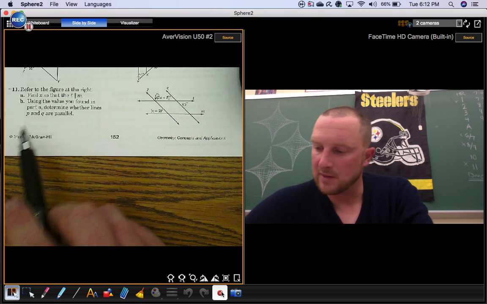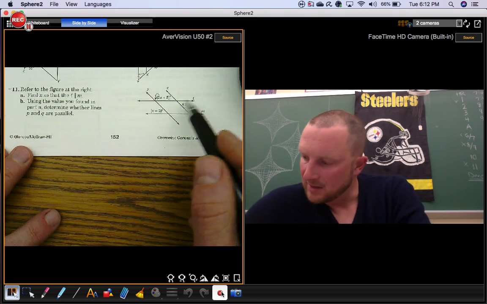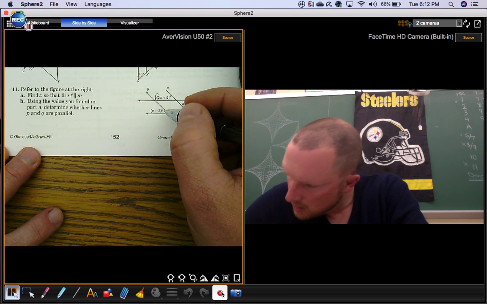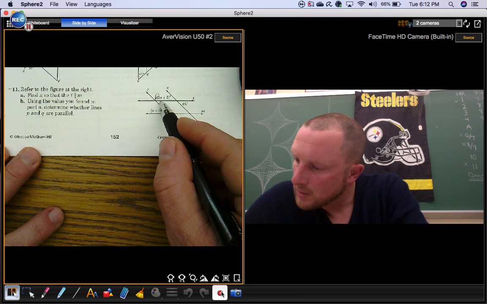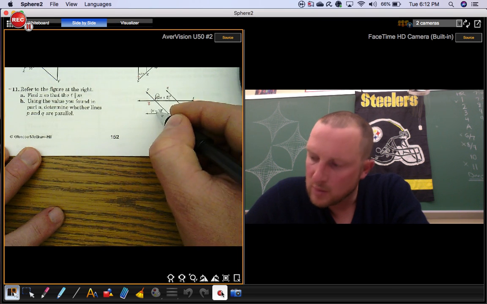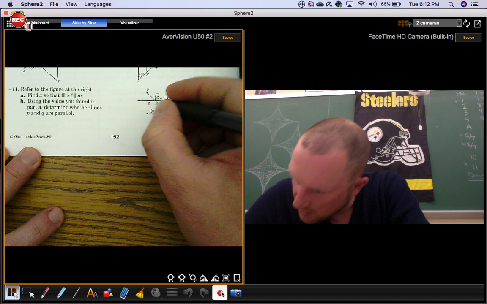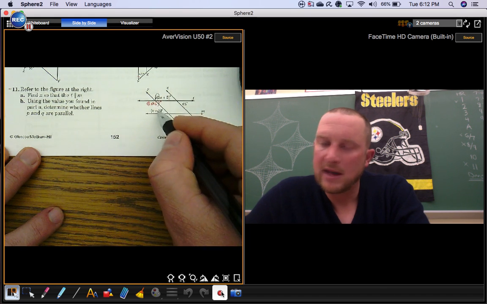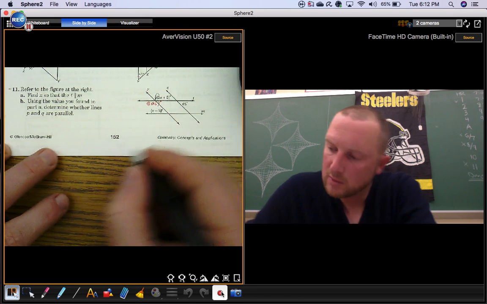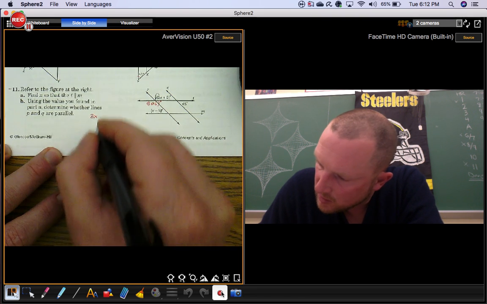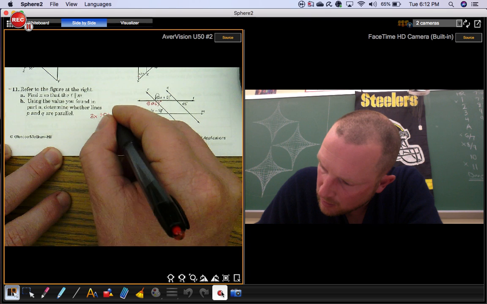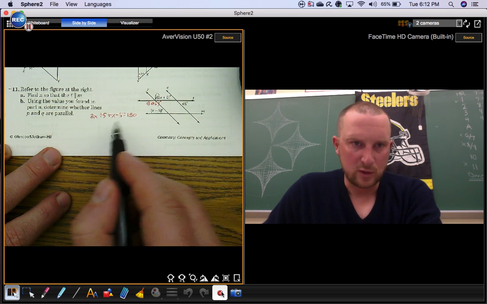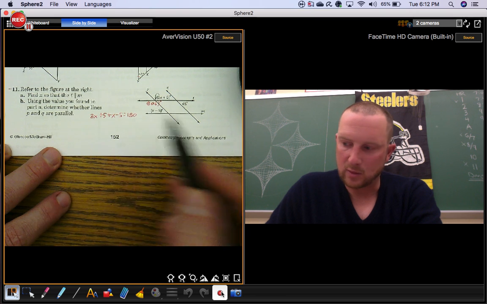Last one, we'll do number 11. Find a value of x that makes these lines L and M parallel. This angle and this angle don't have a relationship that we study, but if you transfer the vertical angles, now you have consecutive interior angles. And those need to be supplementary. So we're going to write that equation. These two angles must add to 180.